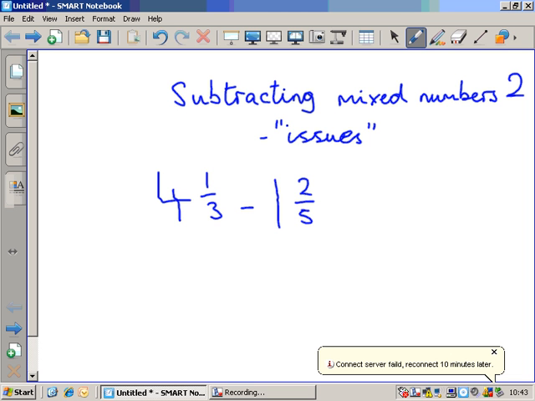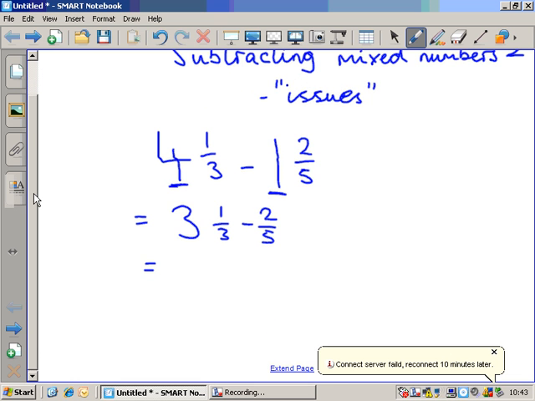Okay. And we talked in the other video about how we could subtract mixed numbers by actually separating the whole numbers and the fractions and subtracting them independently of each other. So here that would give us 4 minus 1, which is 3. And then we'd do our 1/3 minus 2/5 separately. And we remembered that to subtract fractions, we'd be looking for a common denominator.